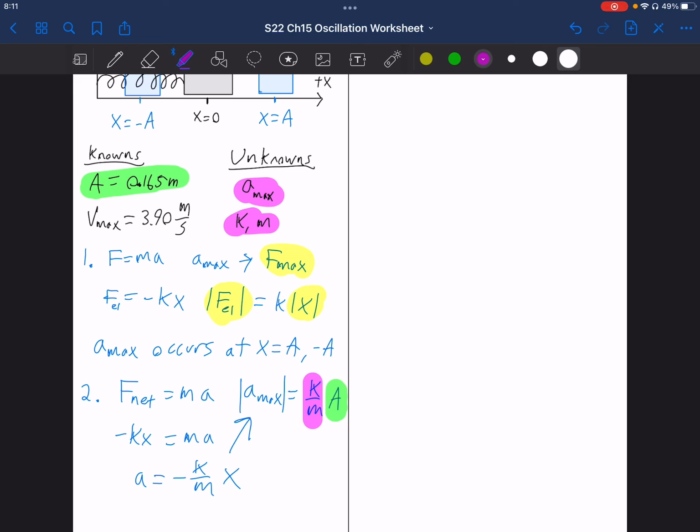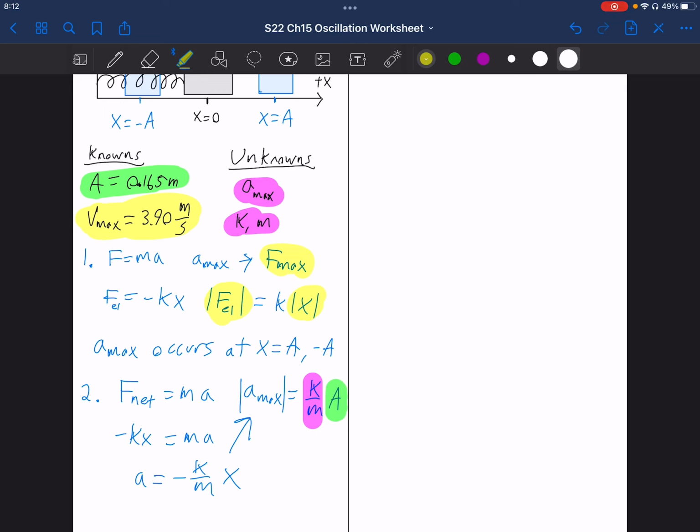And we can get a big clue by looking at our other known. Our other known is related to velocity. They told us the max velocity, the fastest this cart is going to go as it oscillates back and forth. And so the connection we can make now is that velocity is very related to energy. Velocity and kinetic energy are very related concepts. And that's our link, the clue that we should maybe try to use energy concepts.